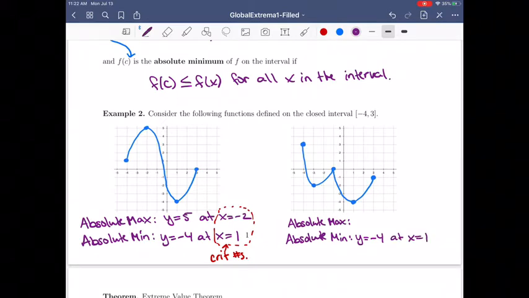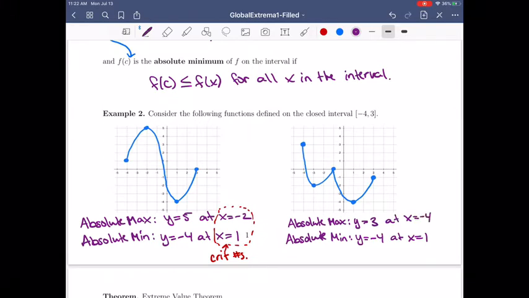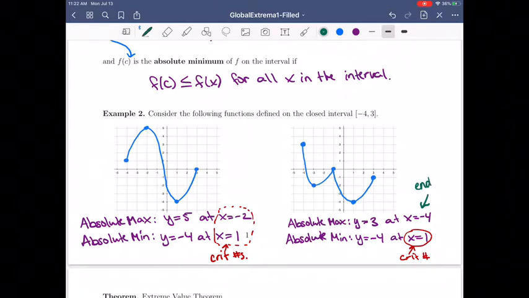Okay, so that's the absolute minimum. For the maximum, it actually occurs here, right? This is the biggest y value that we get to, which is y equals 3, which occurs at x equals -4. So again, this x equals 1 is a critical number, but this x equals -4 is not a critical number. It's actually an endpoint of our interval. If you imagine the graph keep going, you wouldn't expect at -4 there to be a critical number unless it's a sharp turn, maybe, the way that it looks.